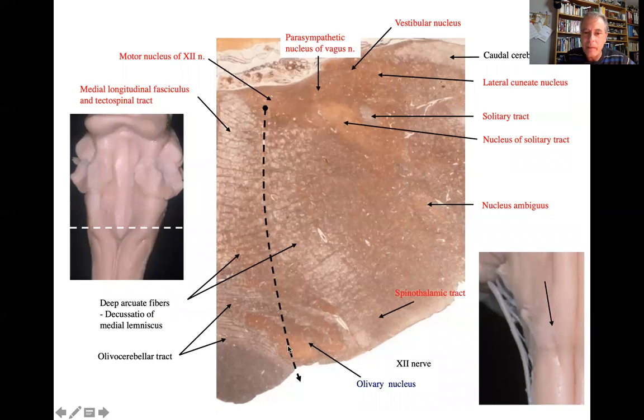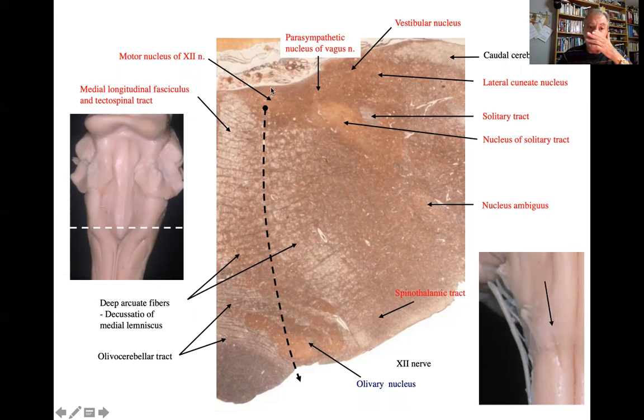Okay, and some fibers coming out from the olivary nucleus form the olivocerebellar tract, fibers that cross the midline and enter the cerebellum, right? They belong to the extrapyramidal system. Okay, again, the deep arcuate fibers form the decussation of the medial lemniscus, right? The medial lemniscus, we will see later on, these fibers are coming from the nuclei such as the cuneate nucleus, gracile nucleus, Z nucleus, etc.